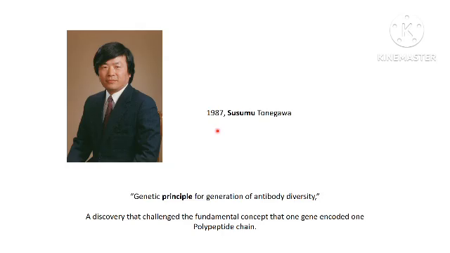In 1987, Susumu Tonegawa, for the first time, discovered the genetic principle for the generation of antibody diversity. This discovery challenged the fundamental concept that one gene encodes one polypeptide chain. Usually one gene encodes one polypeptide chain, that's what we know, but in the case of B cells and T cells there is a lot of diversity generated to combat our infections.